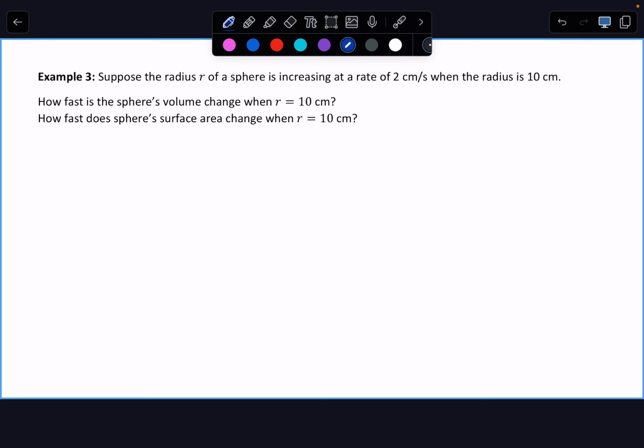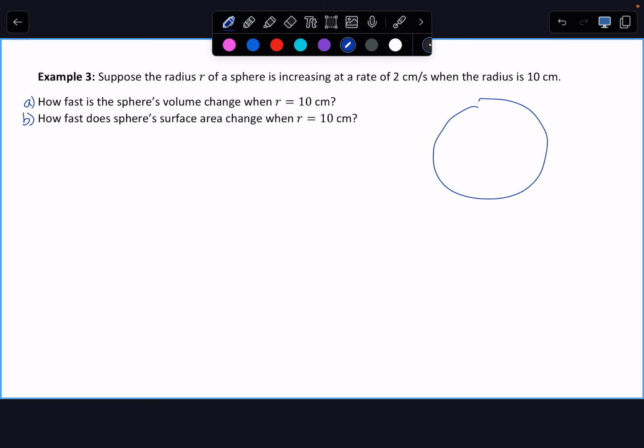Suppose the radius of a sphere is increasing at a rate of 2 centimeters per second when the radius is 10 centimeters. Then I have part A. I want to know how fast the sphere's volume is changing when r equals 10, and B is how fast is its surface area changing.